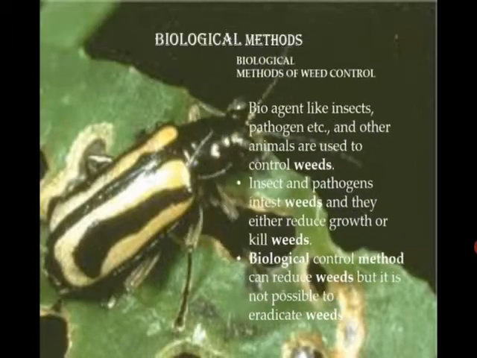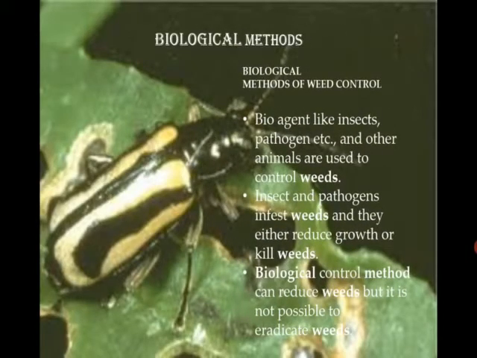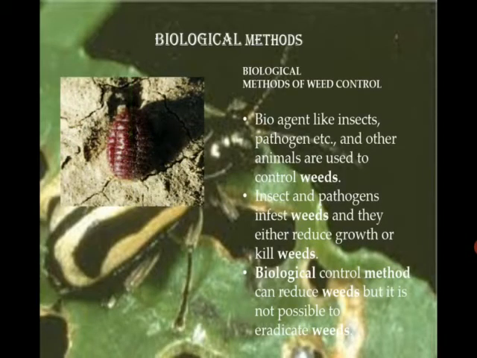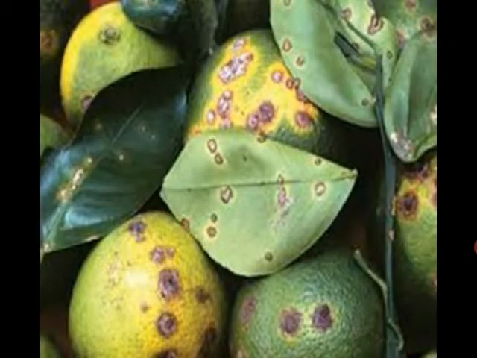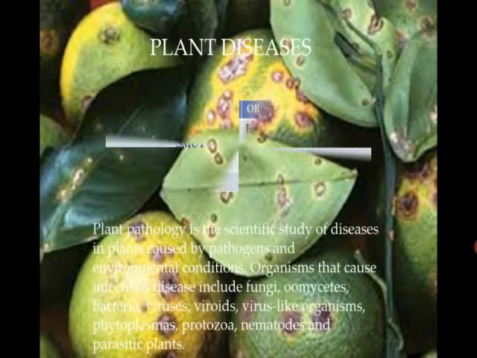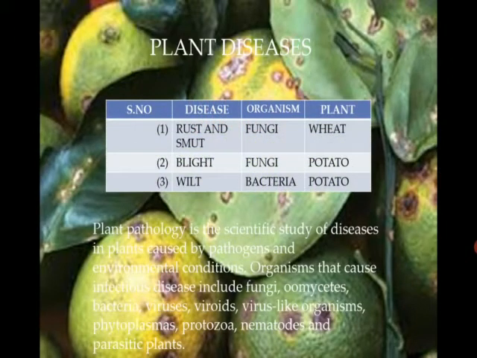Now let's talk about biological methods. Biological methods include bioagents like insects, pathogens and other animals, which are used to control weeds. These insects and pathogens kill the weeds and reduce their growth. See, this is one example of insects which are used for the biological method. Now there are some plant diseases which kill the plant. Some examples are rust and smut, which are caused by a fungus in wheat plants, blight caused by a fungus in potato plants, and wilt caused by bacteria in potato plants.